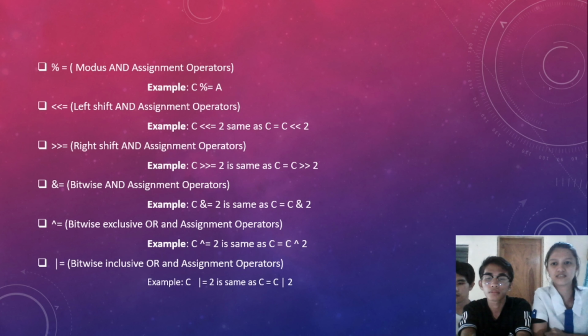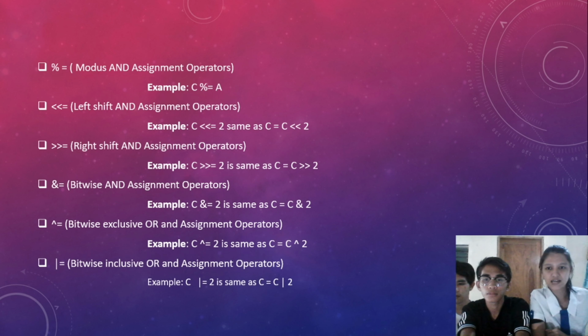And next is the bitwise AND assignment operator. Another example is C &= 2, same as C = C & 2. And next is the bitwise exclusive OR AND assignment operator. For example, C ^= 2, same as C = C ^ 2. And the last is the bitwise inclusive OR AND assignment operator. And the example is C |= 2, same as C = C | 2.